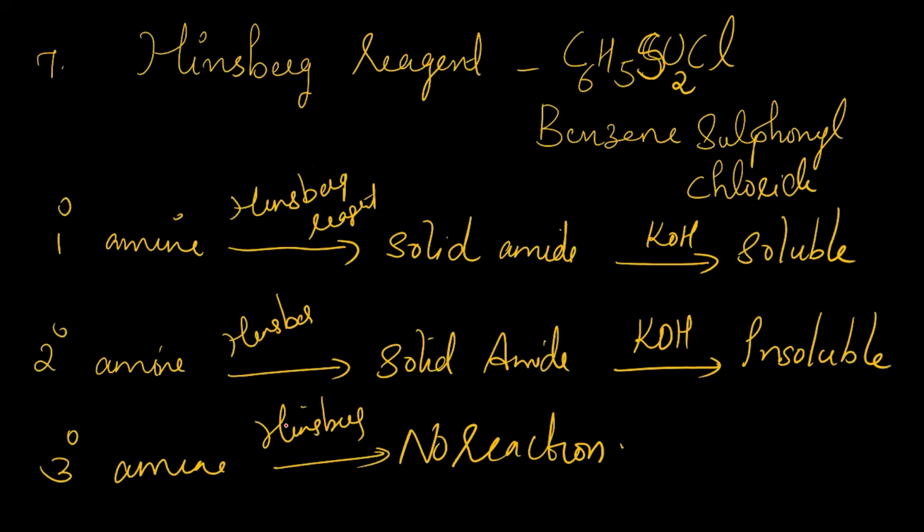Next is Hinsberg reagent, a very important reagent. Benzene sulfonyl chloride is Hinsberg reagent. Primary, secondary and tertiary amines are distinguished using Hinsberg reagent. A primary amine reacting with it gives a solid amide that dissolves in potassium hydroxide solution or alkali. A secondary amine forms a solid amide, but it is insoluble in the alkali. So you can distinguish primary and secondary. Tertiary amines have no reaction with Hinsberg reagent. Very important Hinsberg reagent.